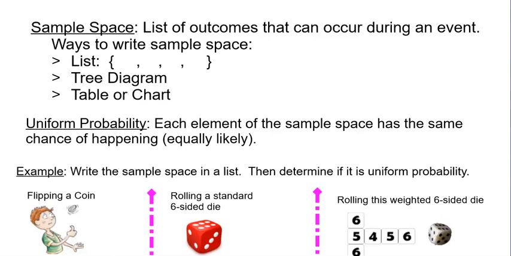Sample space. This is a list of all the outcomes that could occur. How do we do it? If we list them, we use these braces and separate them by commas. We can also do a tree diagram. A tree diagram is when you have something like that, or a table or a chart, things you've been doing for years.